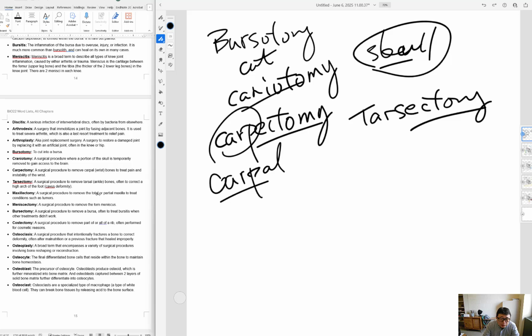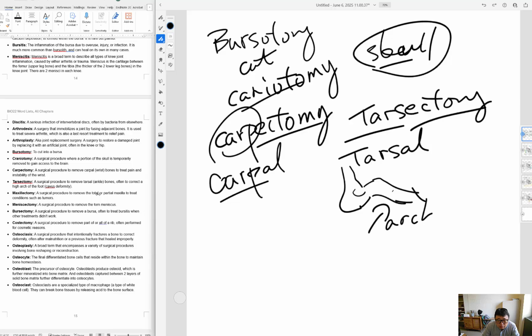And the same thing, tarsectomy, ectomy, take it away. What are the tarsal bones? The ankle bones. So why do you need to take away ankle bones? In many cases, the ankle bones form the arch of the feet. Sometimes for some people the arch is too flat, and they cannot walk for a long time. But in some cases the arch is too high. When it's too high, one of the treatments is to take away some of the tarsal bones. Let's keep moving.